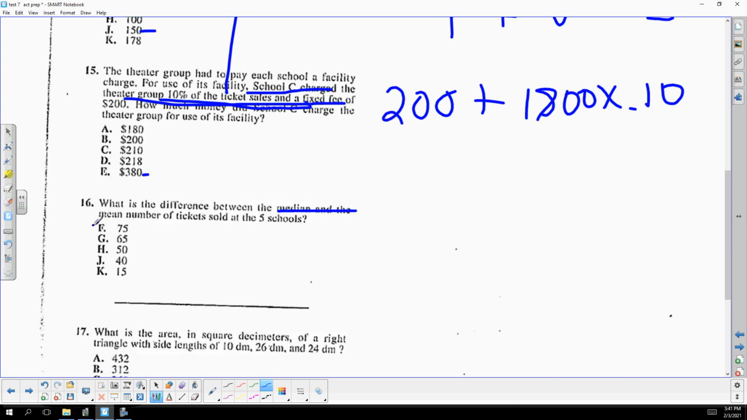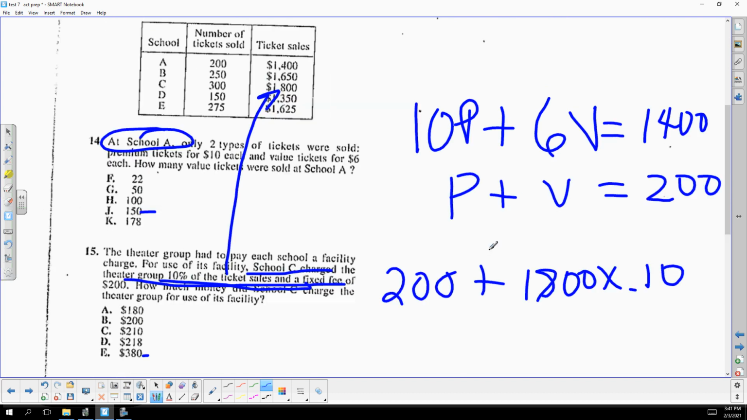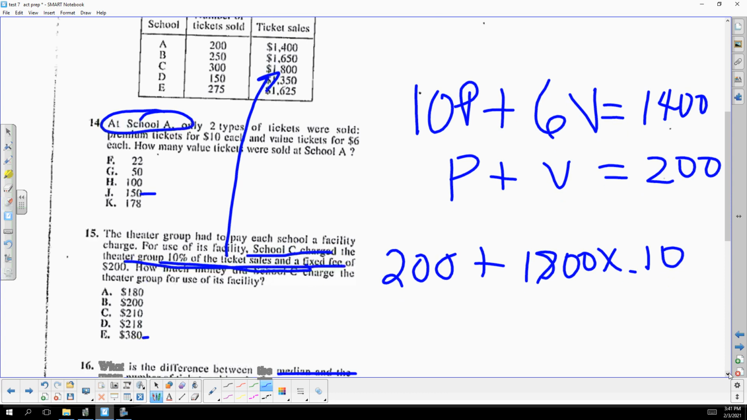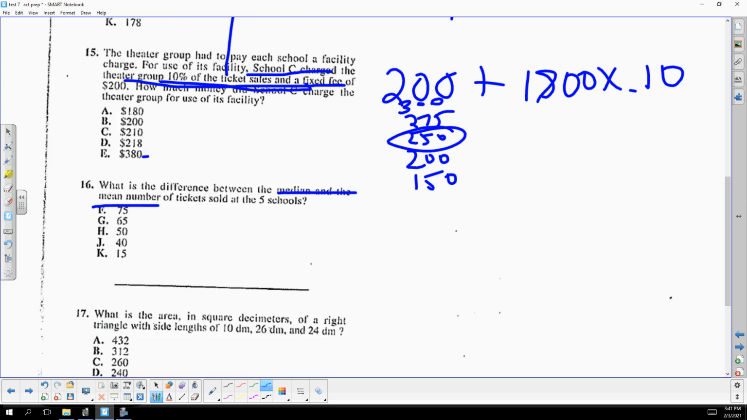Median and mean of the tickets. The median is the middlest number, so I'll list them all. 200, 250 is higher, 300 is highest, 275 and 150. I list all of them, and the median is 250. That's the middlest number.